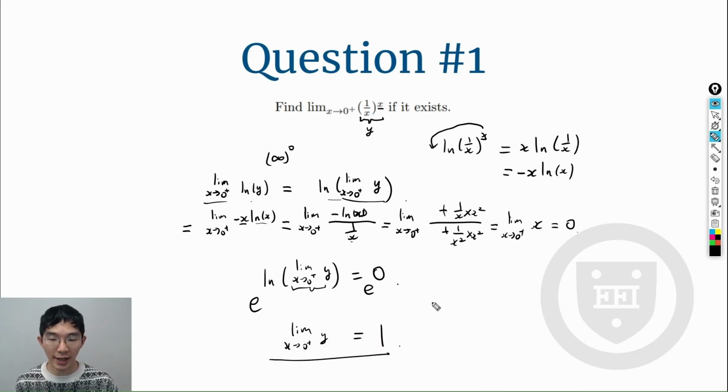Therefore, our answer is 1. Okay? So, this is a simple application of L'Hopital's rule, where you simply realize that for infinity to the power of 0, you know how to turn it into what? Infinity over infinity or 0 over 0 by taking the ln, and then turn it into the form that has infinity over infinity, and then use the L'Hopital's rule, get your limit, and then take that to the power of e, and there we go. Okay, it gives us the answer of 1.